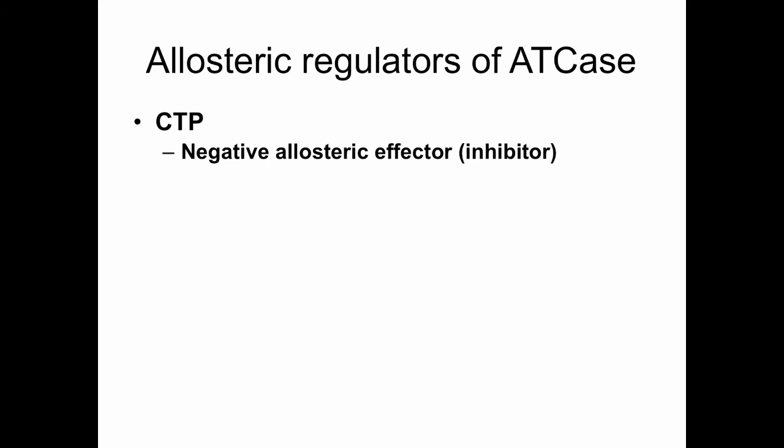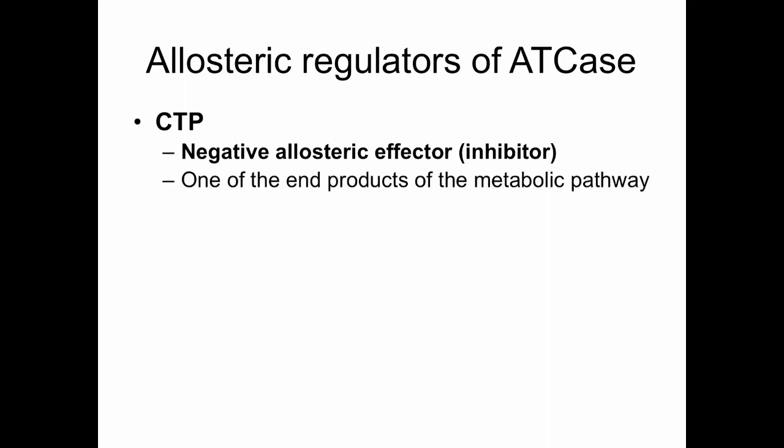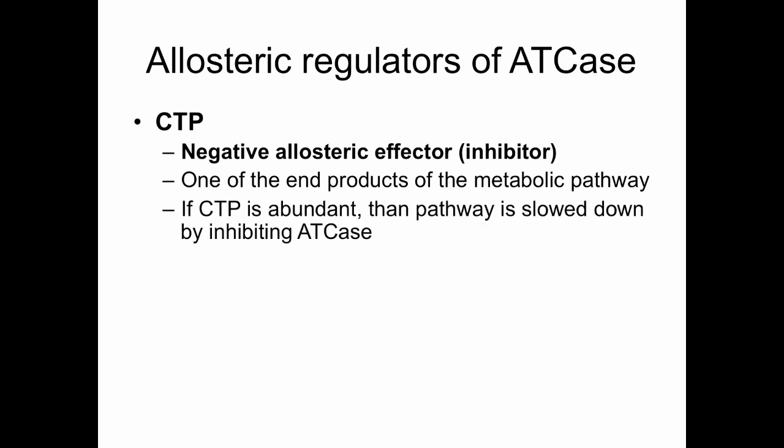CTP is a negative allosteric effector, so it's an inhibitor of ATCase. It is one of the end products of the metabolic pathway that ATCase is a part of. So there's actually logic in the way that CTP regulates ATCase. If CTP is abundant, then there's no need to continue to make CTP. The pathway is slowed down by CTP inhibiting ATCase.